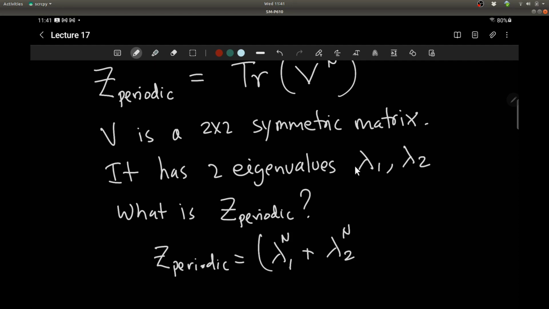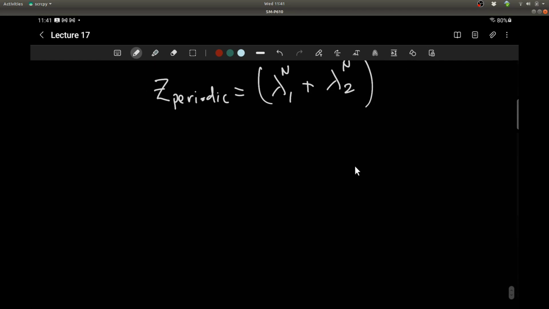Hopefully you know this formula, right? Trace of any matrix is the sum of its elements. And if you diagonalize it under a similarity transformation, it will just be this. Is this clear? Yes, sir. Okay.